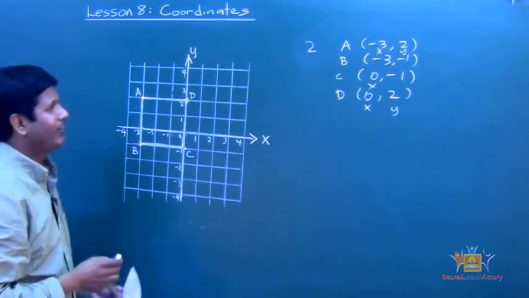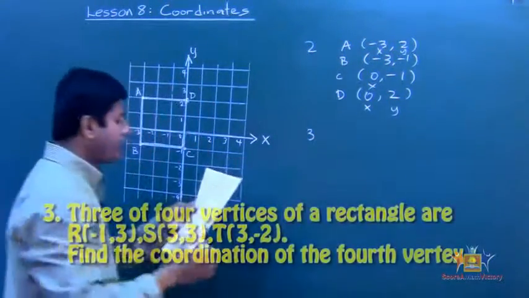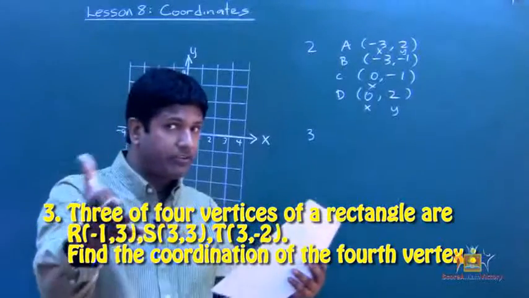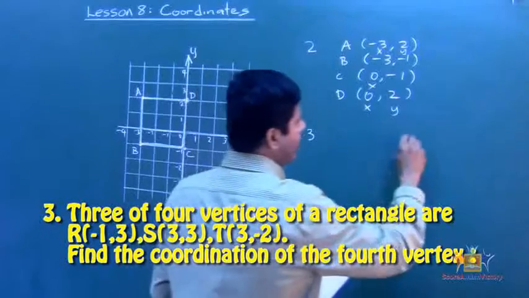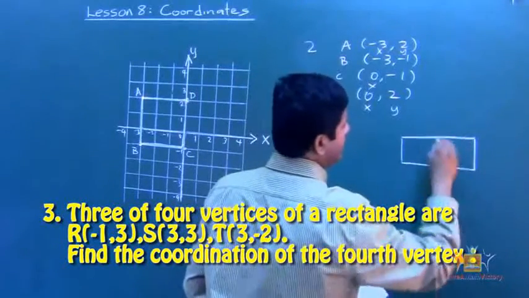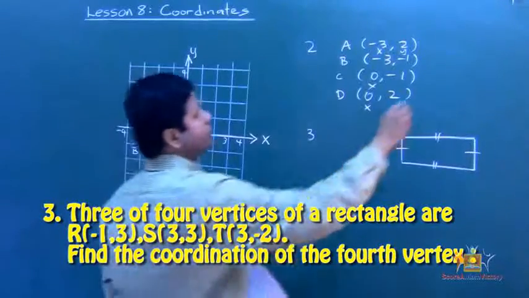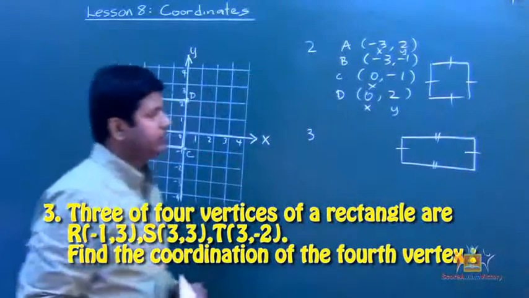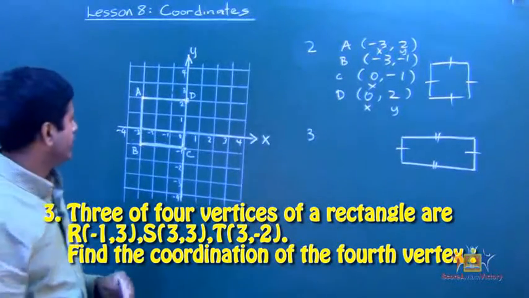Pretty easy, isn't it? Alright, let's do problem number 3. Problem number 3 gives 3 of 4 vertices of a rectangle. So what's the characteristic of a rectangle? Exactly. A rectangle has opposite lengths that are the same. Opposite lengths are identical. That's a rectangle. And this is for a square: all sides are equal. And then opposite sides are equal for a rectangle. So let's plot them.